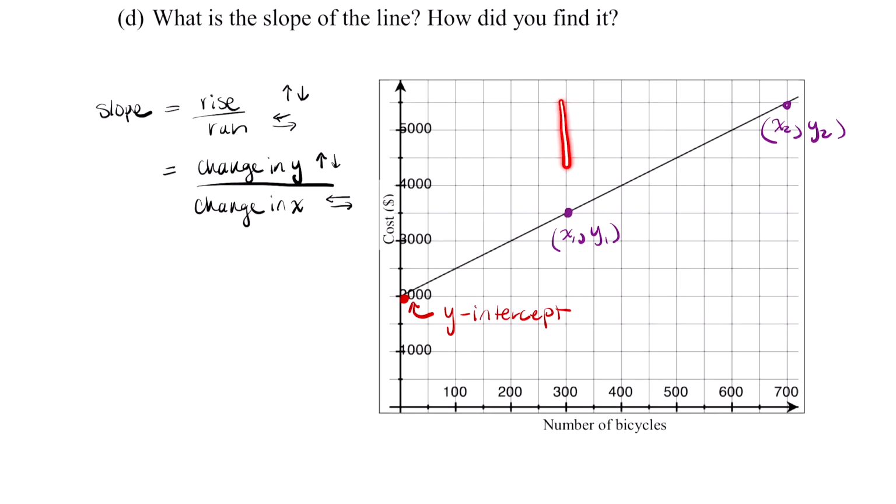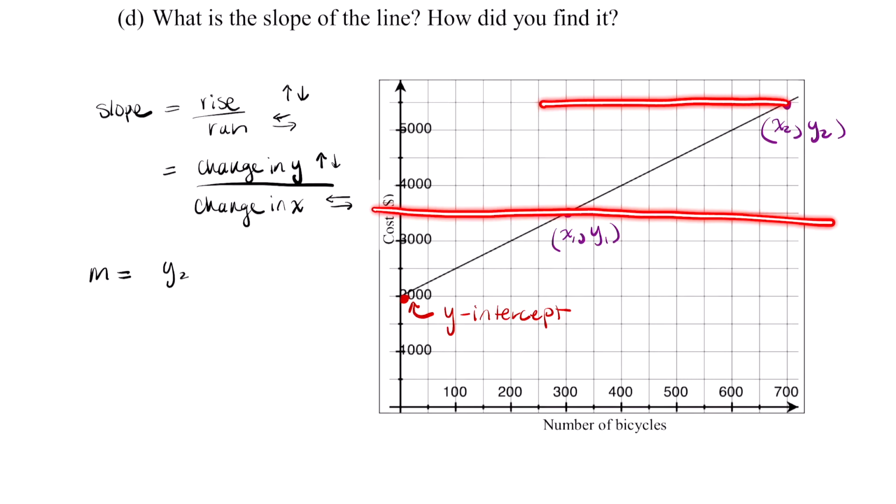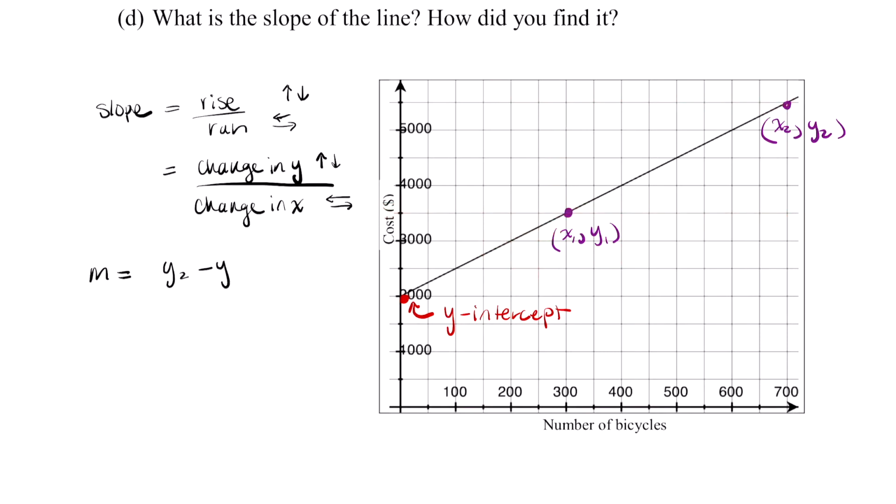Well, to find a distance, let's start with the larger value. And the larger y value is up here. So this is our larger value of y2. And so m represents our slope. So I'm going to start with the y2. That's this higher value. And here's this lower value. And if I want to know this change, I have to start with the larger y, then subtract the smaller y. And the smaller y is y1. So let's go ahead and do that.